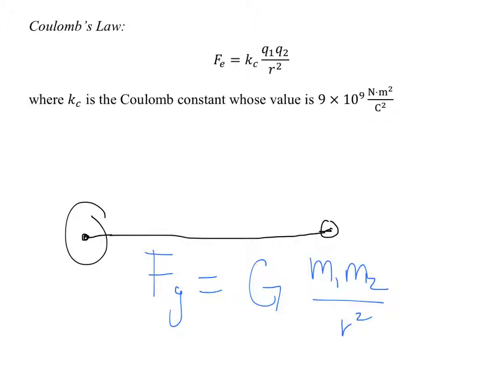And anybody remember its value? Is it like 3.6 times 10 to the 11? Something like that. Hold on, let's see. 6.67 times 10 to the negative 11. Yeah, 6.67 times 10 to the negative 11. Now, in this case, we have Kc defined as what's called the Coulomb constant.